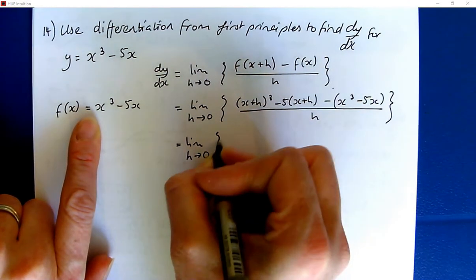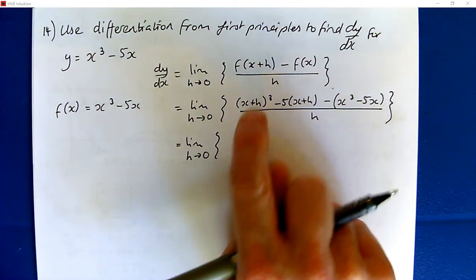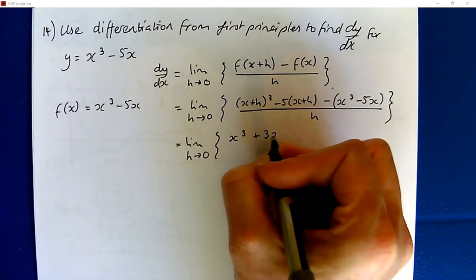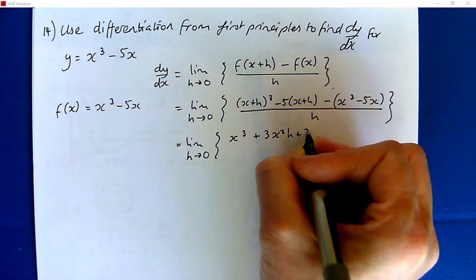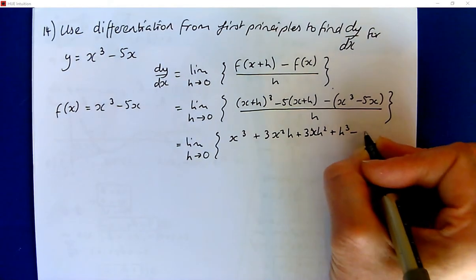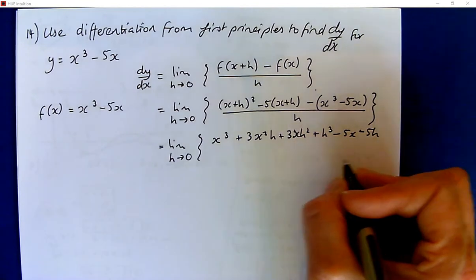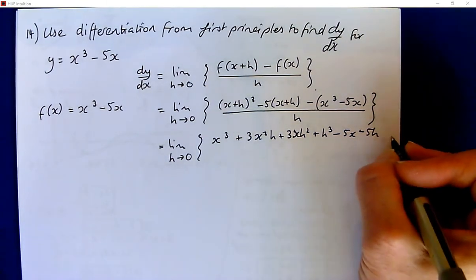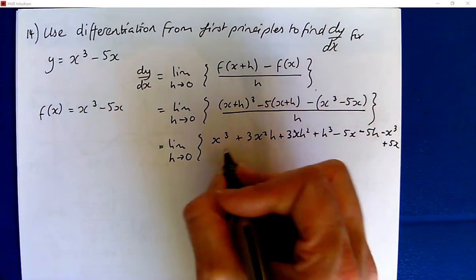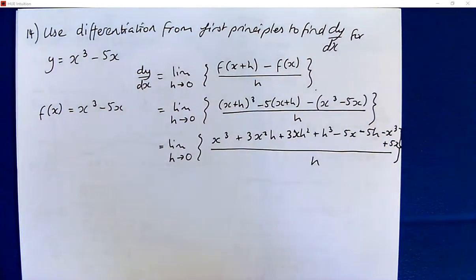Right, that's a lot of brackets to sort out. We still keep putting the limit, so we deal with that at the end. So you might need to take your time expanding that, but you'll learn some tricks for doing it quickly. So I know that's x cubed plus 3x squared h plus 3x h squared plus h cubed minus 5x minus 5h. And then we've also got minus x cubed and plus 5x, and that is all over h. Should have planned that a bit better, shouldn't I?